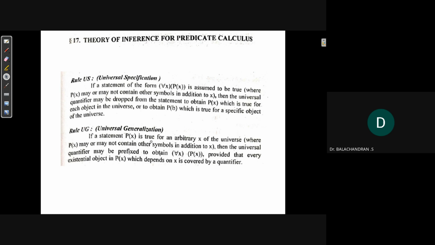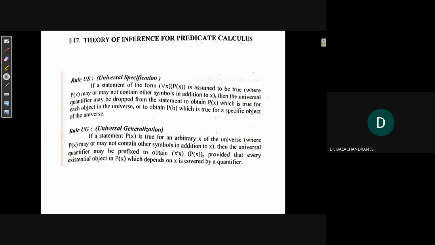Next, if the statement P of x is true for arbitrary x of the universe, then the universal quantifier may be prefixed to obtain for every x, P of x, provided that every existential object in P of x which depends on x is covered by the quantifier. So what it means: suppose the statement P of x is true for every x, then you can write for every x, P of x.